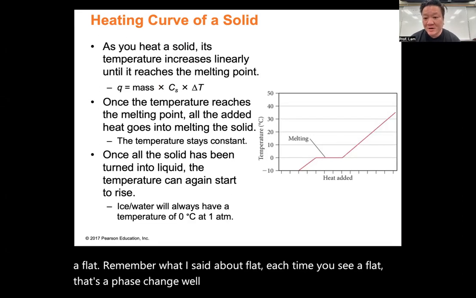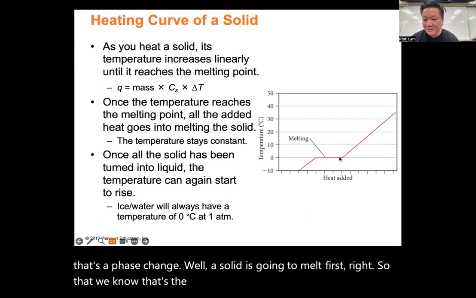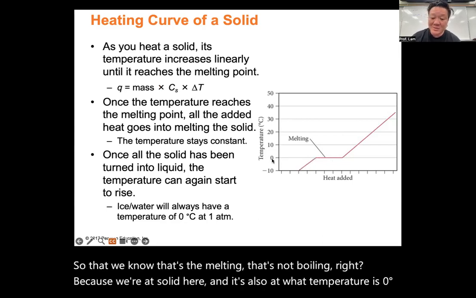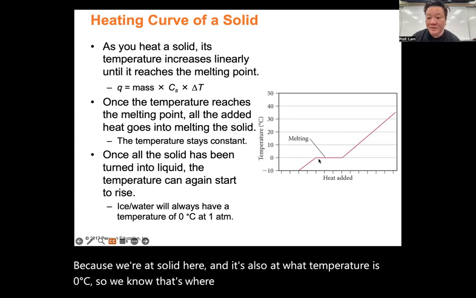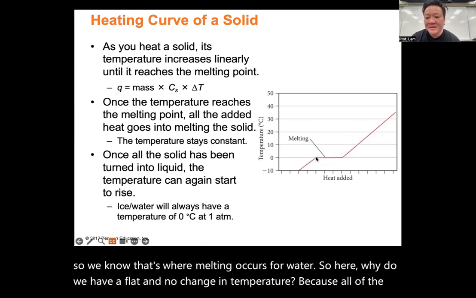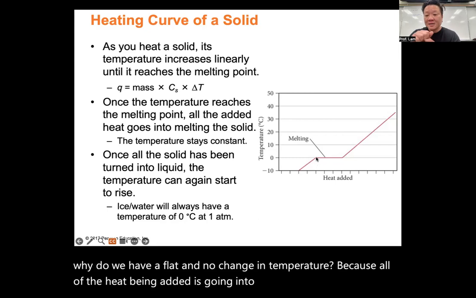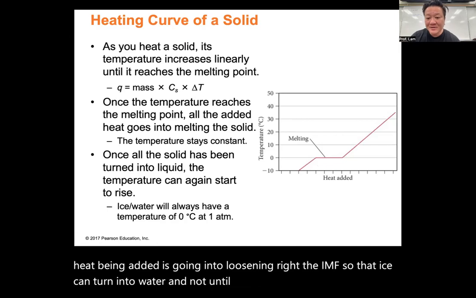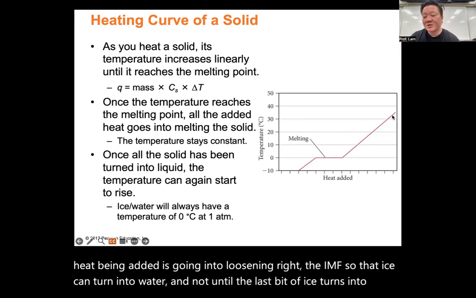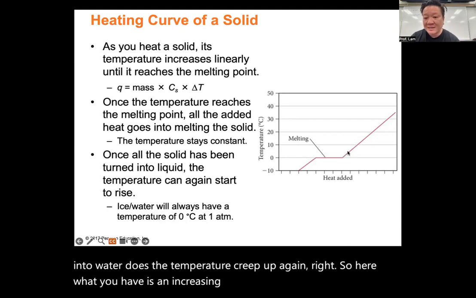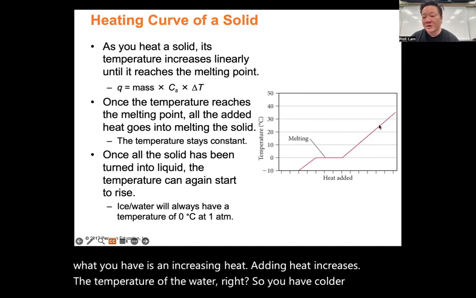Well, a solid is gonna melt first, right? So we know that's the melting, that's not boiling, because we're at solid here. And it's also at what temperature? 0 degrees Celsius. So we know that's where melting occurs for water. So why do we have a flat and no change in temperature? Because all of the heat being added is going into loosening the IMF so that ice can turn into water. And not until the last bit of ice turns into water does the temperature creep up again, right? So here, adding heat increases the temperature of the water, so you get colder water, warmer water, and so on, right?